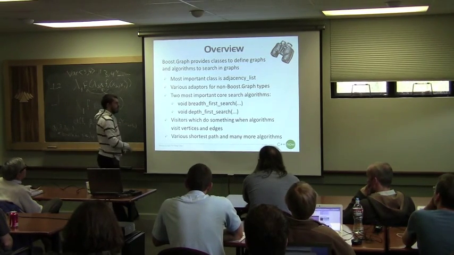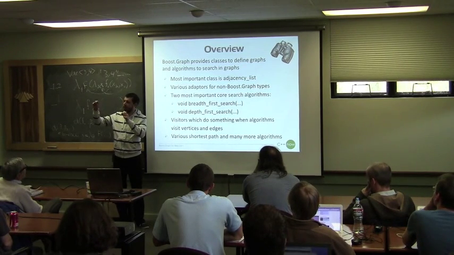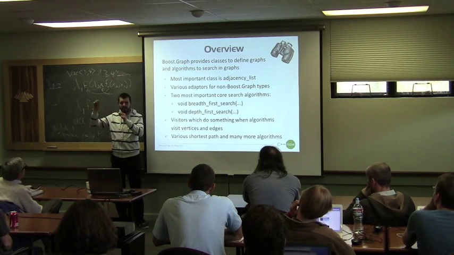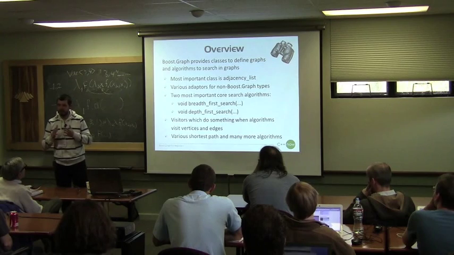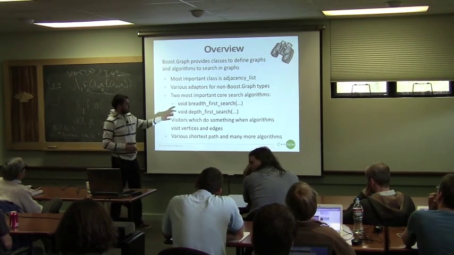The depth first search does the opposite. It goes to the next vertex, and then to the next one, and to the next one, it goes as far away as possible. So it's a bit like a star. And it's just two different ways of visiting all vertices in a graph.